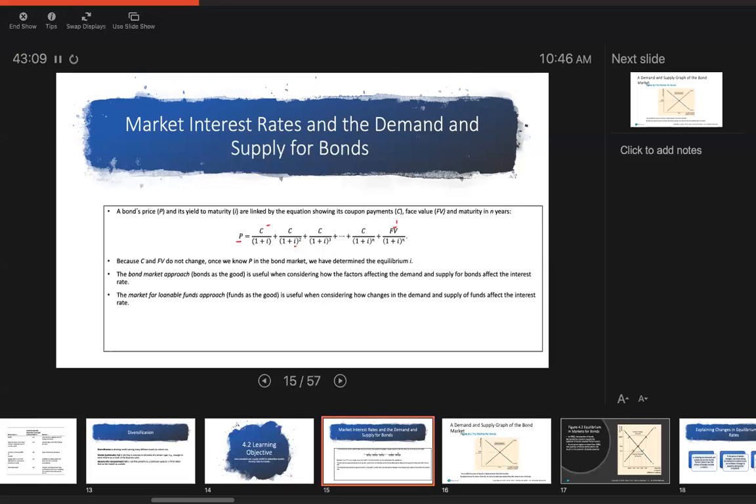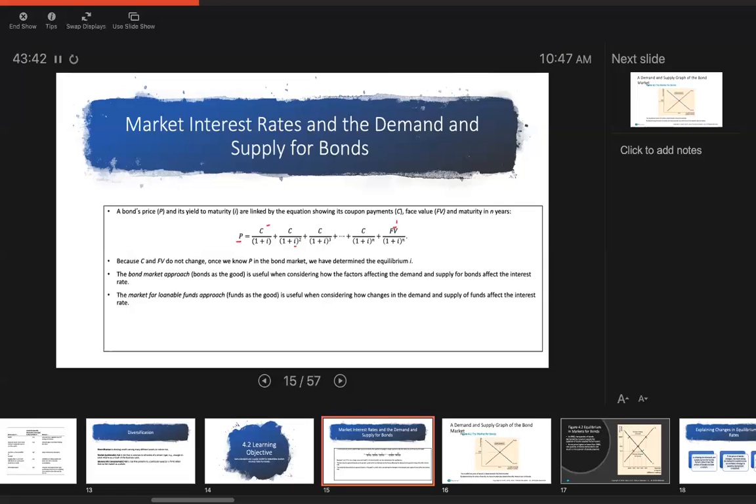The other model that we employ is to think about demand and supply for funds, right? Instead of using bonds as a good, where people are buying bonds as a good, we are thinking about funds as the good, right? This is what we call the market for loanable funds approach, where we are looking at what is changing fund flows, what is changing flows of money in and out of these instruments, and how they affect the bond price, and in turn how they affect the interest rate.